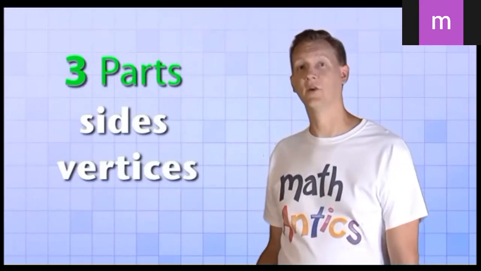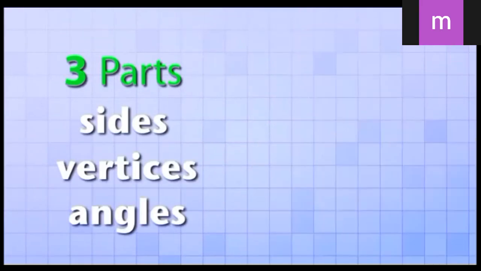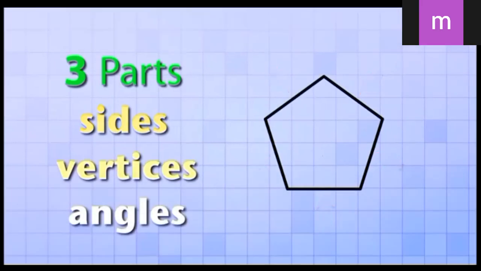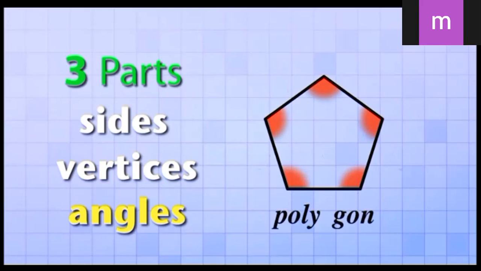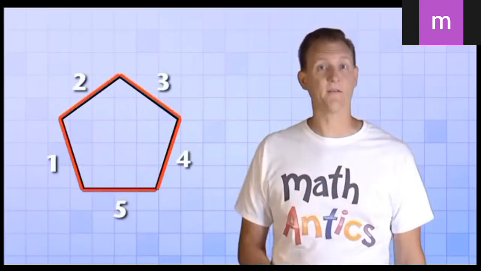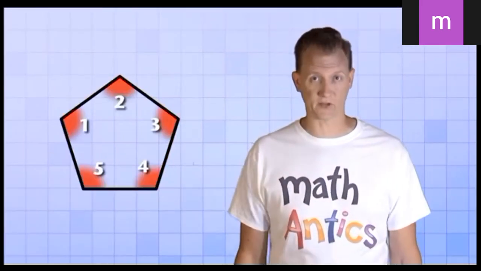First, we need to know the 3 parts that make up all polygons. And these parts are sides, vertices, and angles. The sides are just the straight line segments that make up a polygon. And the vertices are the points where the sides intersect. And the angles are formed by the intersecting lines. In fact, in Greek, the word polygon literally means many angles. So all polygons have sides, vertices, and angles. This polygon here has 5 sides, 5 vertices, and it forms 5 angles.